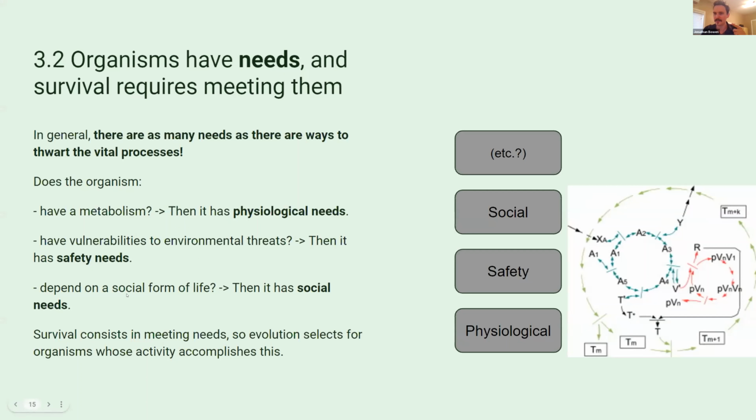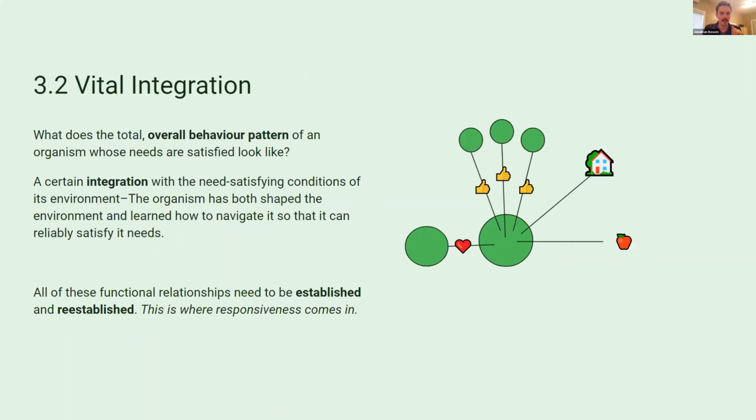Does it depend on a social form of life? Is this some kind of social organism, like a bee or an ant? Well, then it has social needs. It needs to be integrated into the community that it depends on to continue living. So survival consists in meeting needs, and evolution is going to select for organisms whose activity accomplishes this. So what does that look like? How do you diagram that?